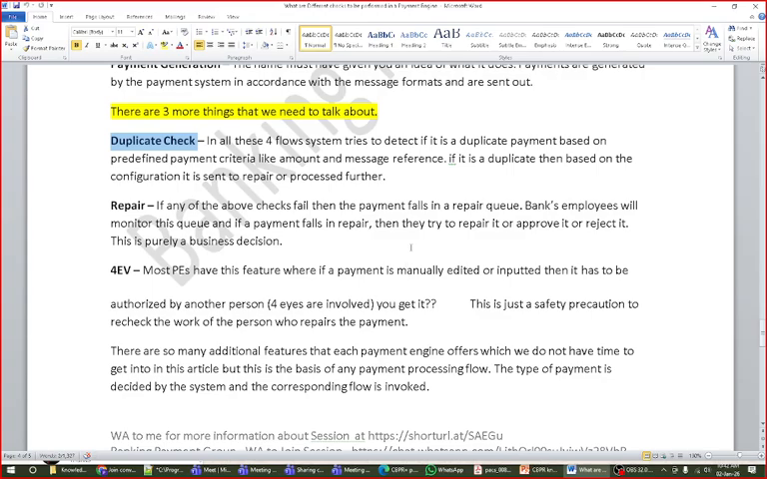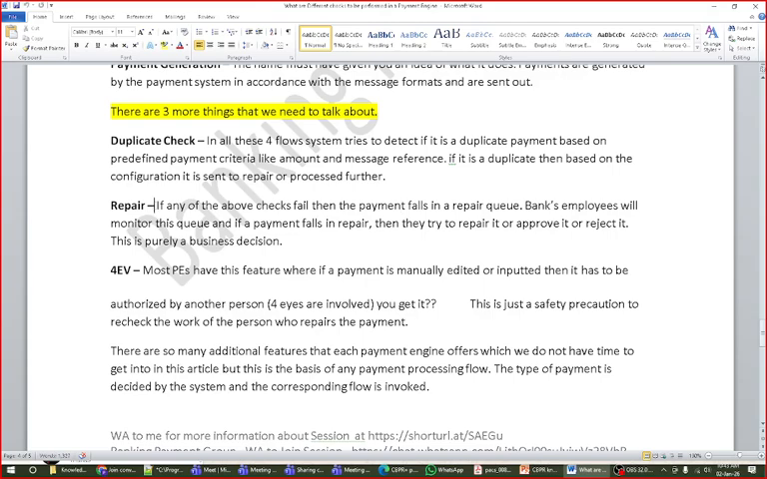In all the flows, the system tries to detect a duplicate payment based on predefined payment criteria like amount and message reference. If it is a duplicate, then based on the configuration it is sent to repair for further manual processing. Okay, that's one of the reasons, one of the processing types.